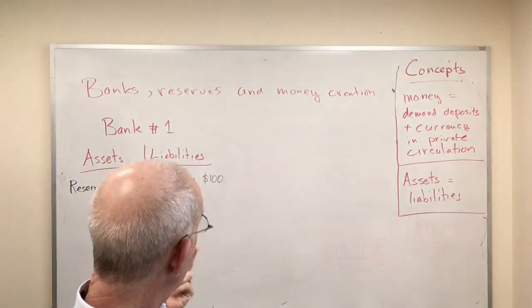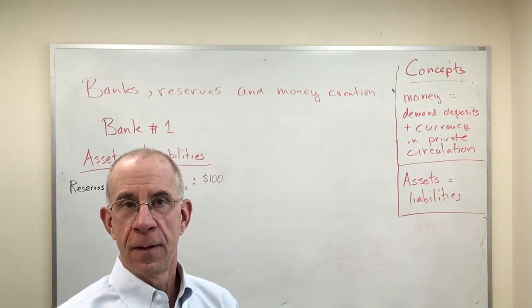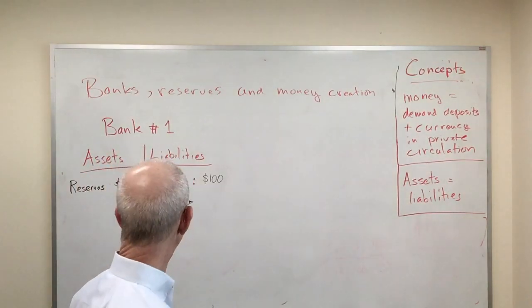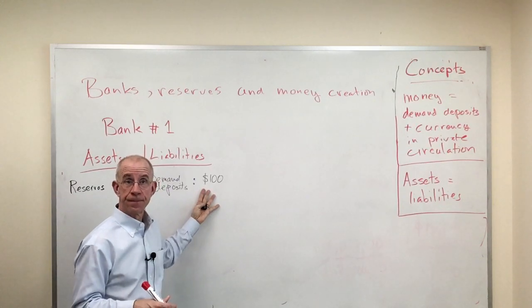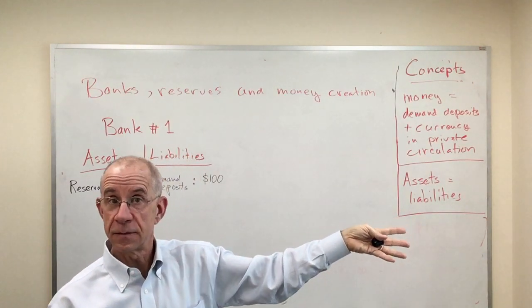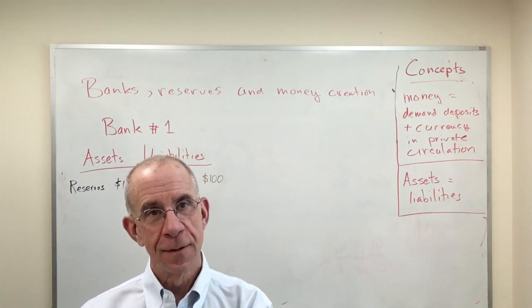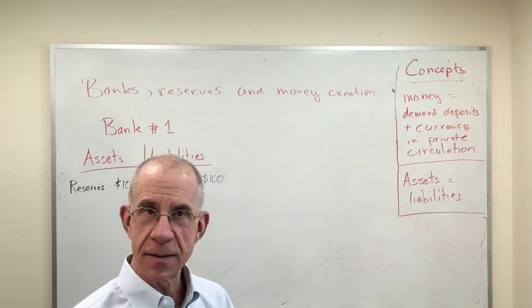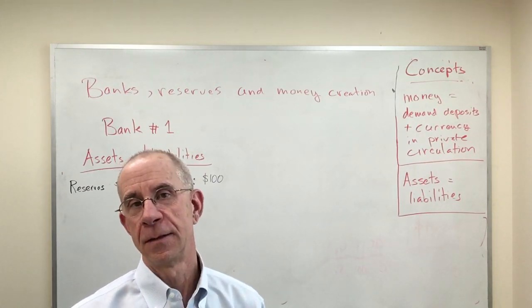And we ask ourselves, well, what's the money supply? If this is the only amount of currency in circulation in the entire economy, well, you've got demand deposits of $100. Okay, so that's it. That's the total money supply. The rest of the $100 is sitting in the bank's vault. That's not considered part of the money supply because it's not in circulation. It's locked up in the vault.